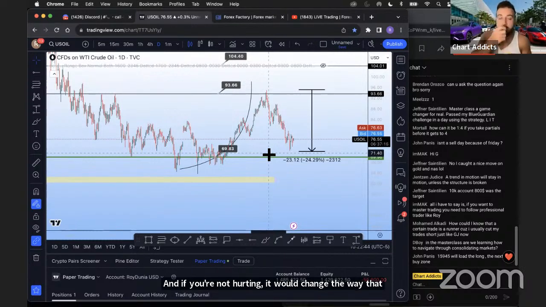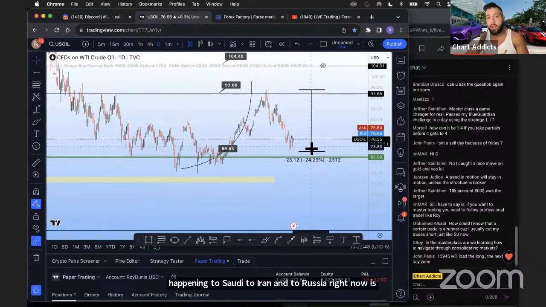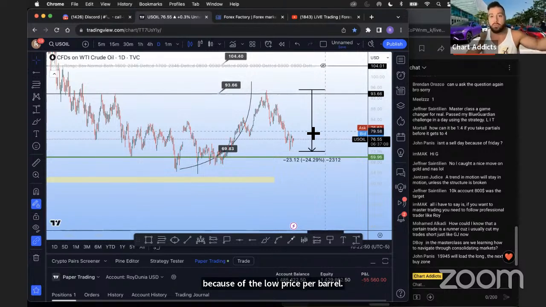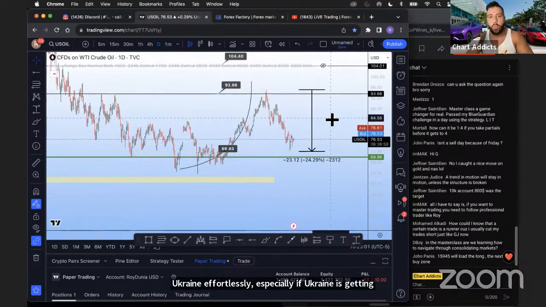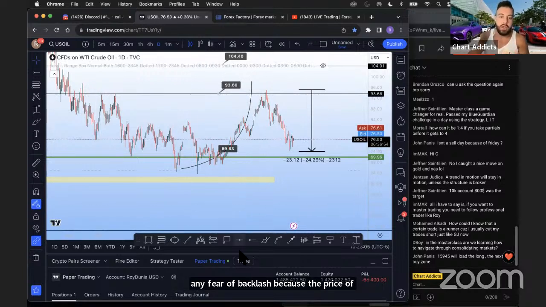And so that's what's happening to Saudi, to Iran, and to Russia right now, because of the low price per barrel. Iran doesn't have the power to go create nukes. Russia doesn't have the power to keep funding and taking over Ukraine effortlessly, especially if Ukraine is getting money from the other side. And Iran cannot continue to fund their proxies without any fear of backlash because the price of oil does not support their terrorist activities. Do y'all understand?